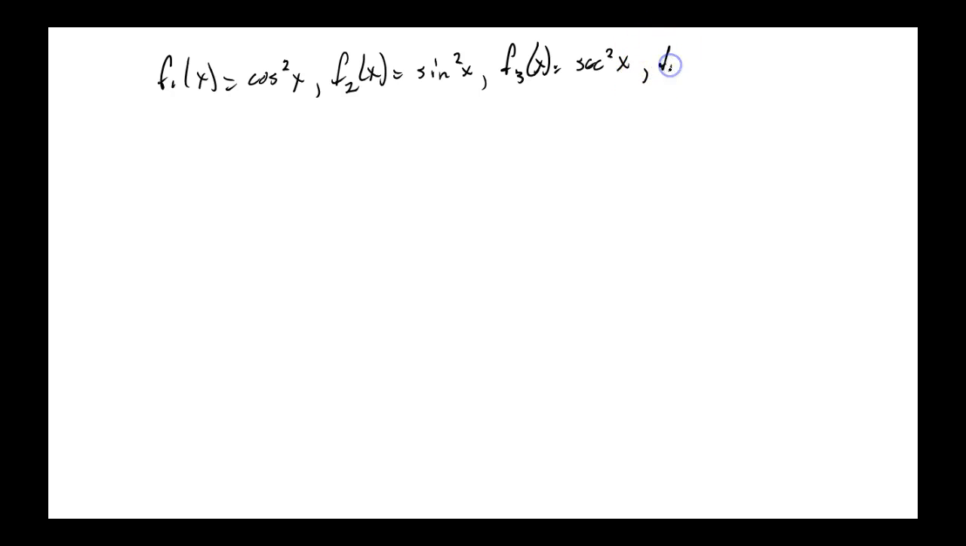So let's try doing that with this set of functions. Okay? Here's your f1 of x. f1 of x is equal to cosine squared x. Pretty exciting, huh? f2 of x is equal to sine squared x. f3 of x is equal to secant squared x. And f4 of x is equal to tangent squared x. Okay. Now, there's a set of functions. Our interval of interest is going to be minus pi halves to pi halves.